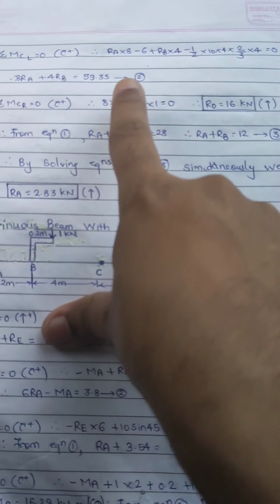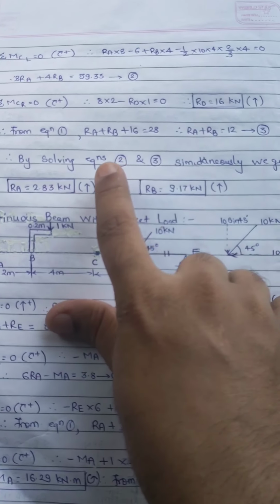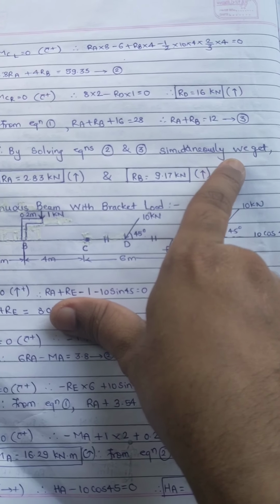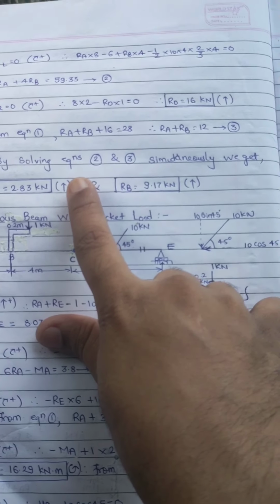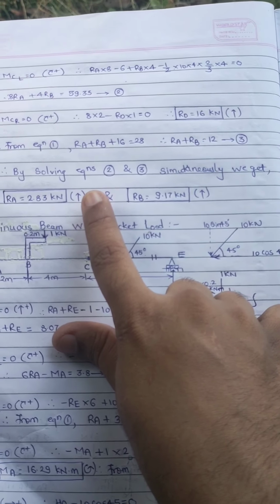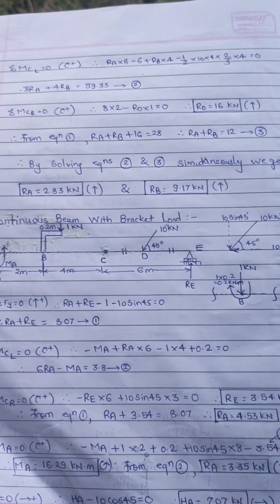Now when I solve these two equations simultaneously, either manually or on a scientific calculator, or any calculator as well, there are many types of scientific calculators like MS, ES and all, you can get these values of RA and RB.